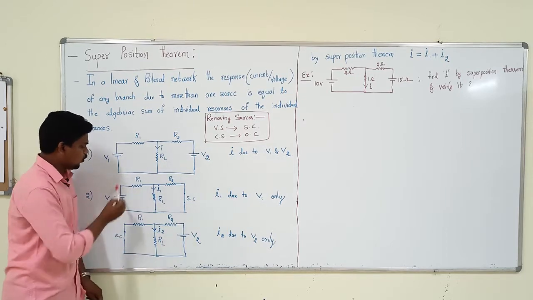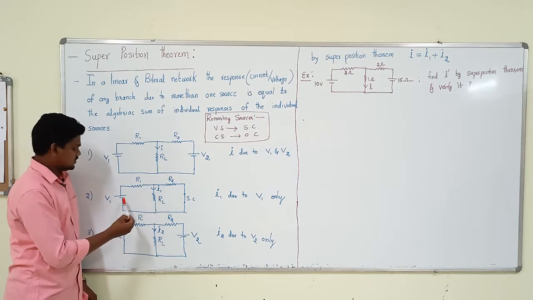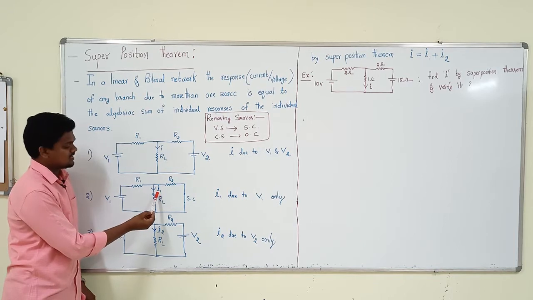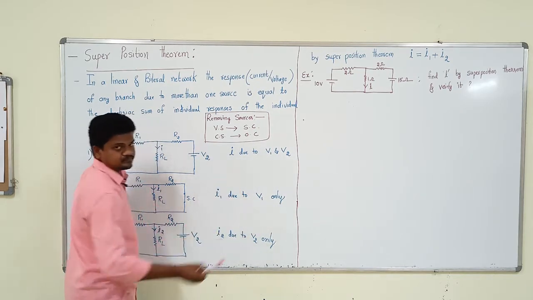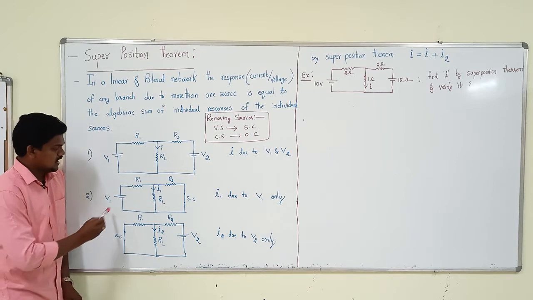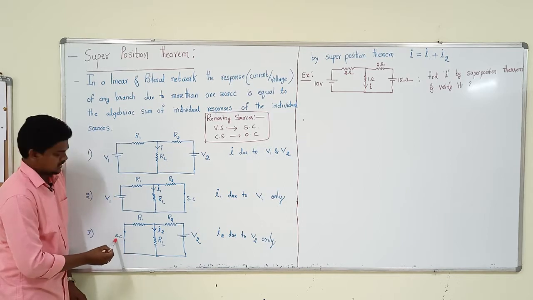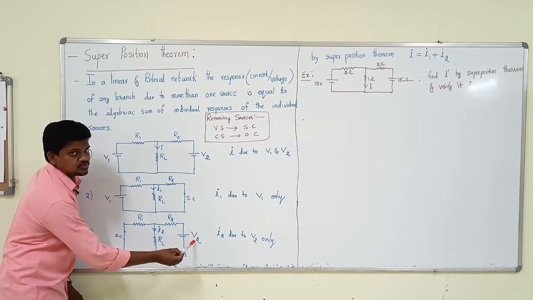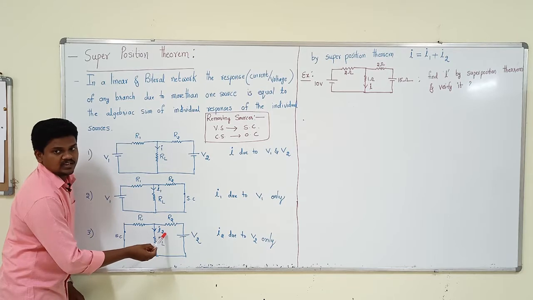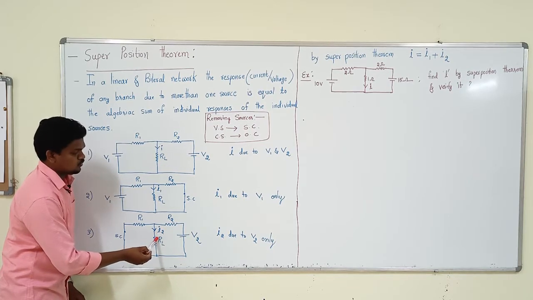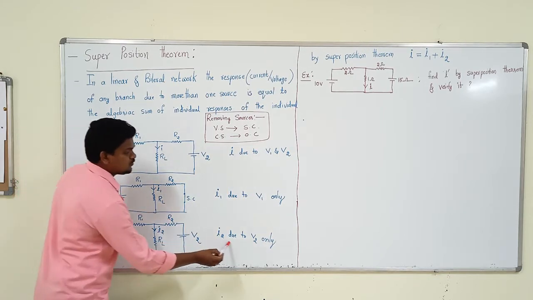At that time only the V1 source supplies power to the circuit, but our required quantity is in RL. So due to V1 only, the current in the load is I1. That's why I1 is due to V1 only. Next, in the third case, V1 is removed, that means V1 is short circuited. This time I use the V2 source. Due to the V2 source, the response in RL I take as I2. So this is I2 due to V2 only.